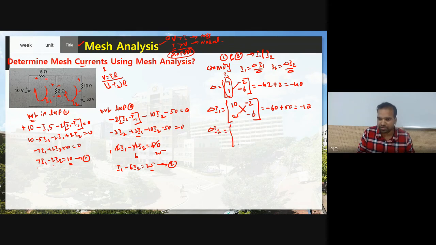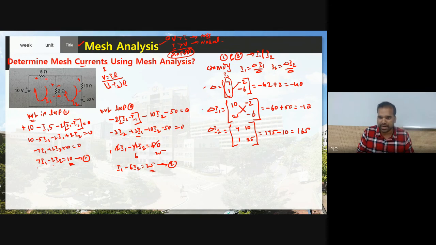Now delta I2. Instead of the I2 terms, you need to write the constant values. What are the constant values? 10 and 25. You need to write 10 and 25 instead of the I2 terms, minus 2 and minus 6. Now the I1 terms are the same: 7 and 1. Now find the determinant of delta I2. 7 into 25 gives 175, and this is minus 10. Therefore you will get 165, the determinant of delta I2.